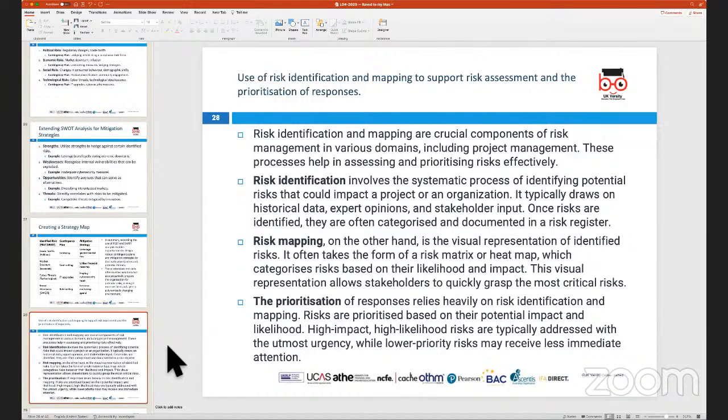Now we come to the second last part of the discussion in this learning outcome, which is how do we use risk identification and mapping to support assessment and prioritization of responses. Now, a simple example would be that a lot of countries, because of global changes in the climate, are facing floods. Now, if I look at the government's position, for example, in the Indian context, there are a couple of states which are currently facing severe flood situations.